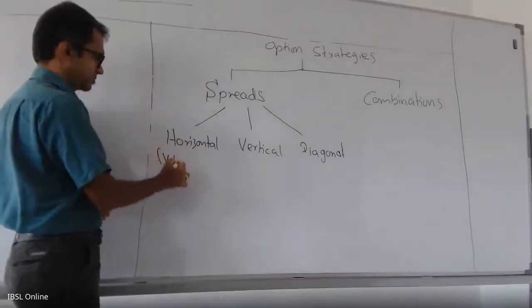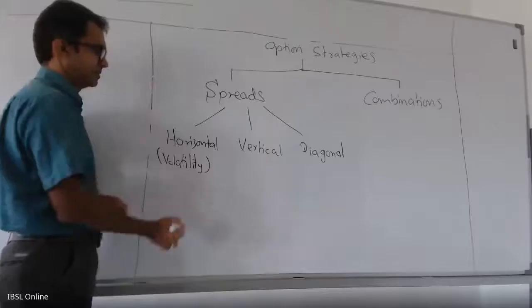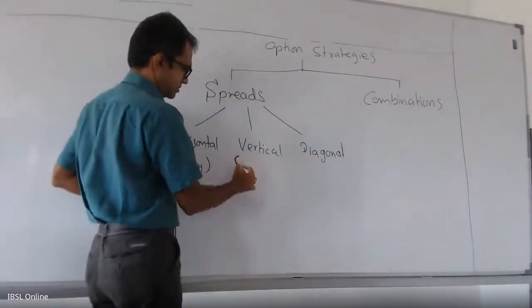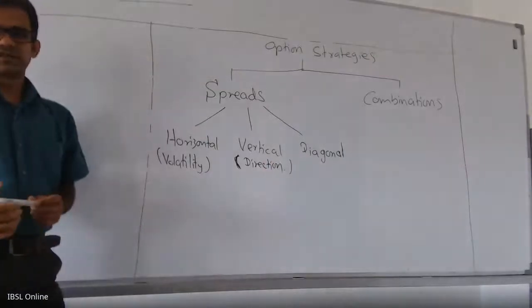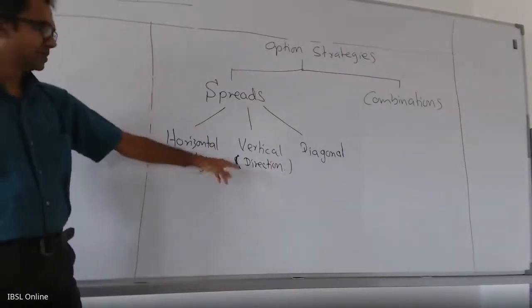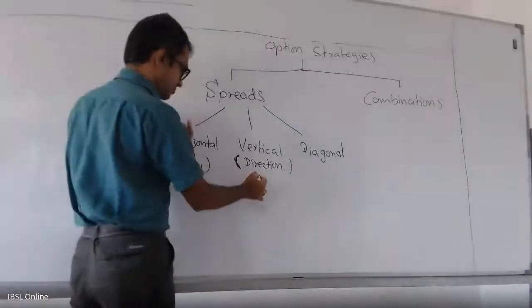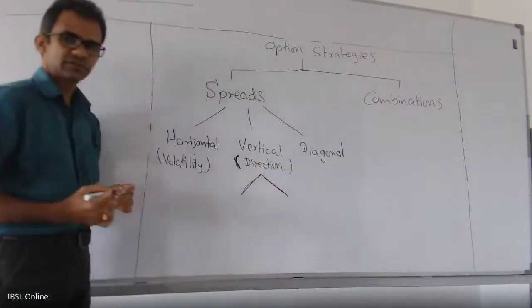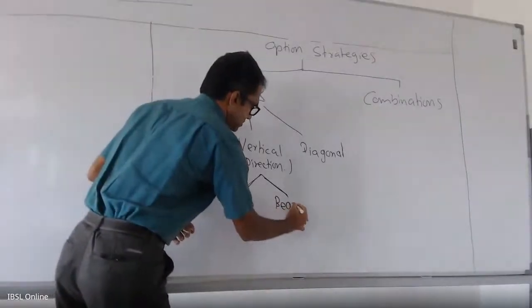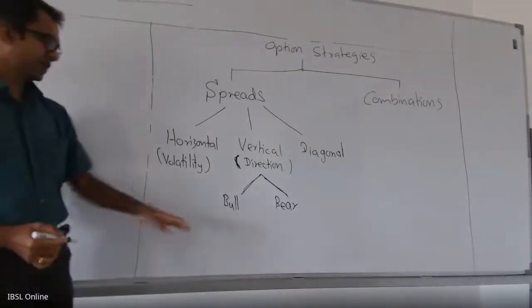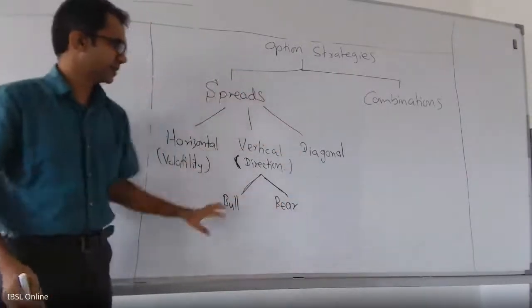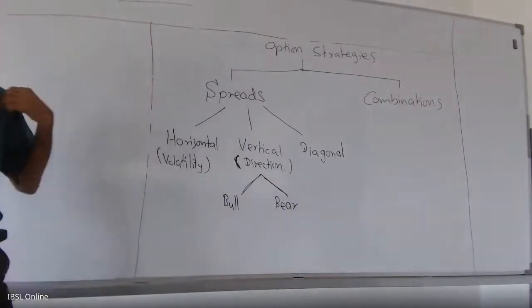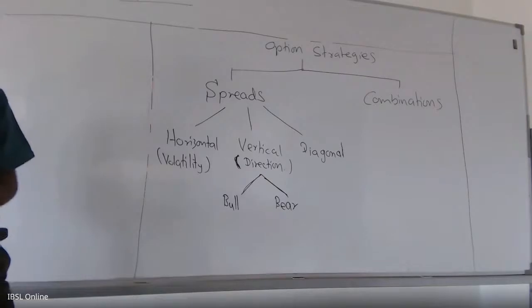Horizontal is based on volatility. Vertical is based on direction, whether the price goes up or down, that means either bearish or bullish. In vertical, we had basically 2 more. What are those? Bull spread and bear spread. A bull spread can be constructed using calls or puts. A bear spread also can be constructed that way. So basically, any spread you can construct using calls or puts, not a combination. Remember, calls or puts.